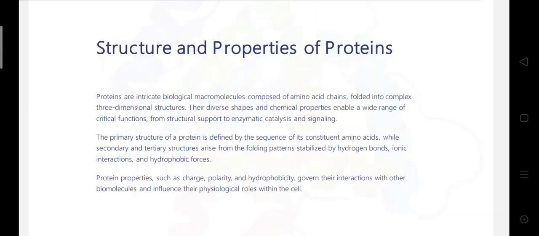Proteins are made up of amino acids which are folded into 3D structures. The primary structure of protein is defined by its constituent amino acid sequence, while the secondary and tertiary structures contain hydrogen bonds, ionic interaction, and hydrophobic forces.